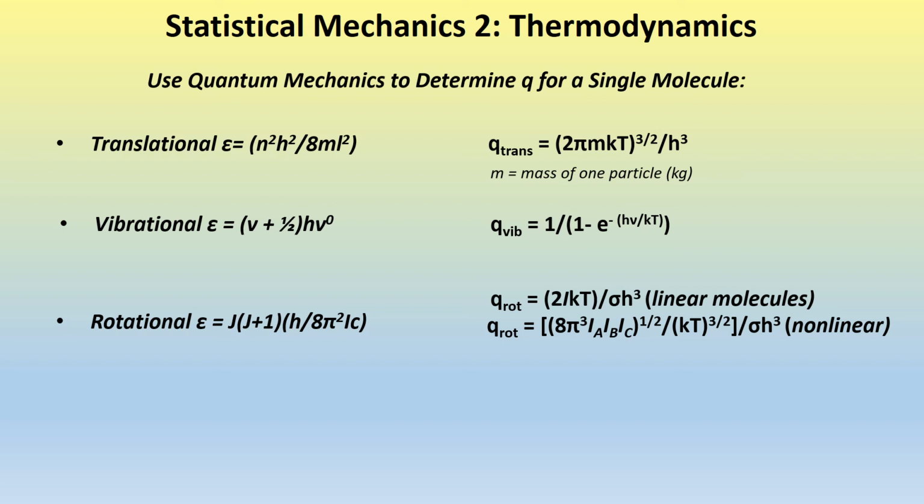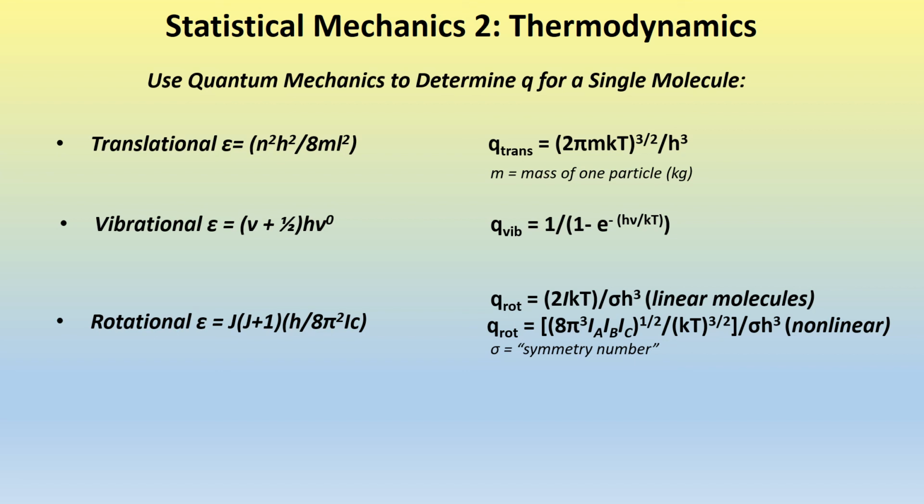the partition function is 8 pi cubed times the moment of inertia in direction a times the inertia in b times the inertia in c to the 1/2 divided by kT to the 3/2, and that divided by sigma over h cubed. Sigma is known as a symmetry number. It is intrinsic to a molecule.